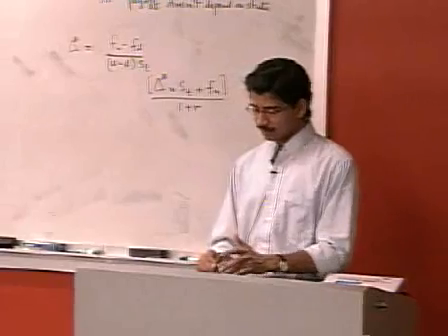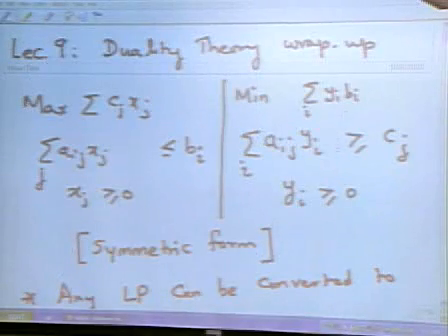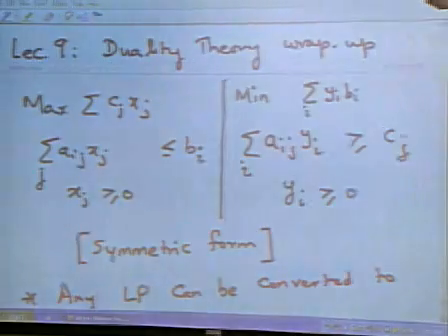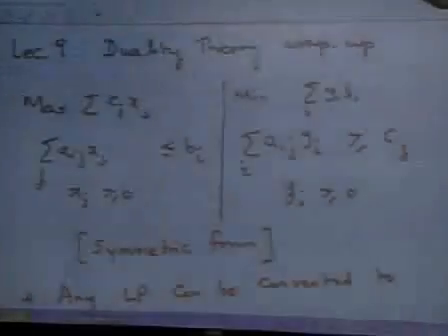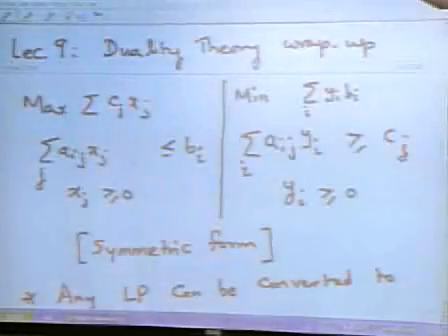and we were naturally led to considering this dual linear program over here, which is one of minimizing the sum of b_i times y_i subject to these constraints. So the minimization problem will always involve greater than or equal to constraints and non-negative variables. And this is what's called a symmetric form for linear programs, and it's not difficult to show that any linear programming problem can be converted to symmetric form.